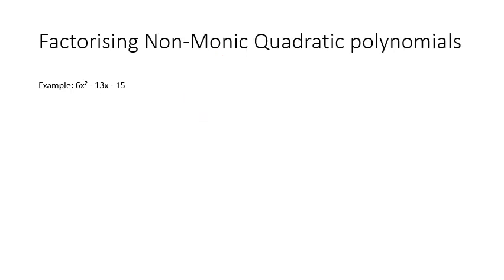To factorize non-monic quadratic polynomials is a lot more complicated. These come in the form of ax squared plus bx plus c. And we're looking for two terms. So let's go with z and y again. So z plus y is equal to b, and z times y is in this case equal to ac. So we can see in our worked example, we have c is negative 15 and a is 6. So z times y is actually equal to negative 90. So let's go to our worked example.